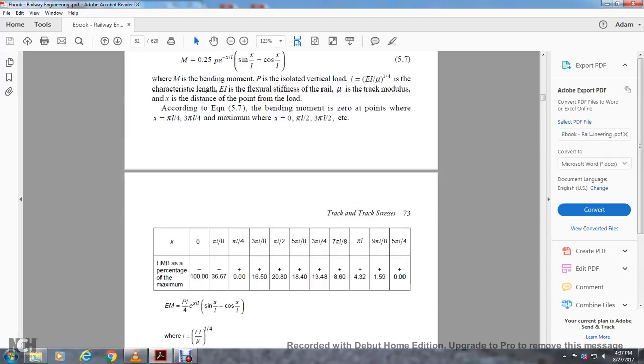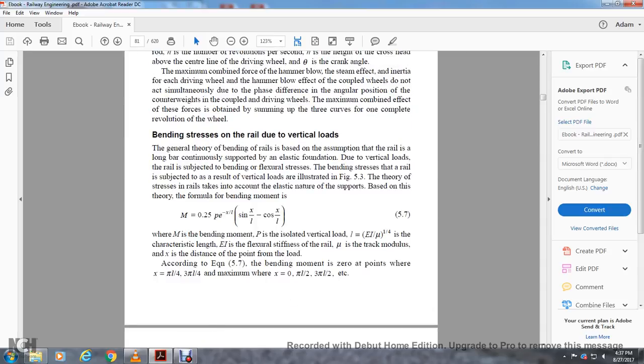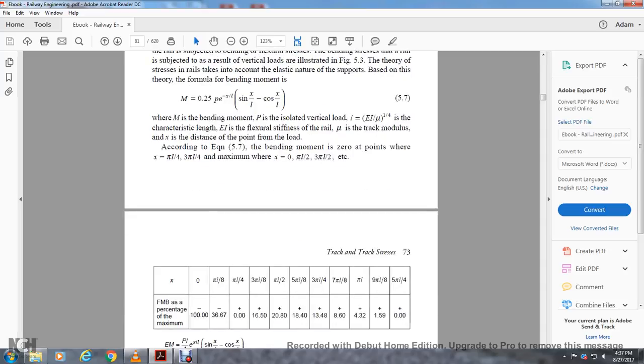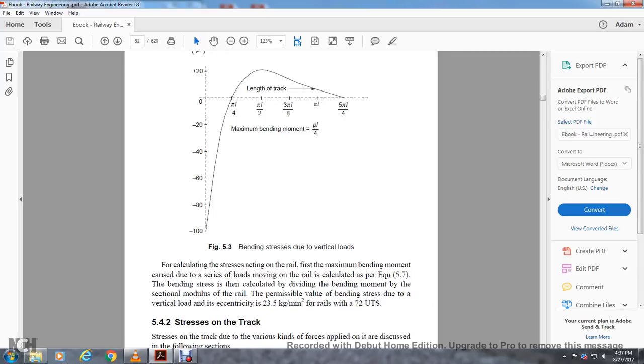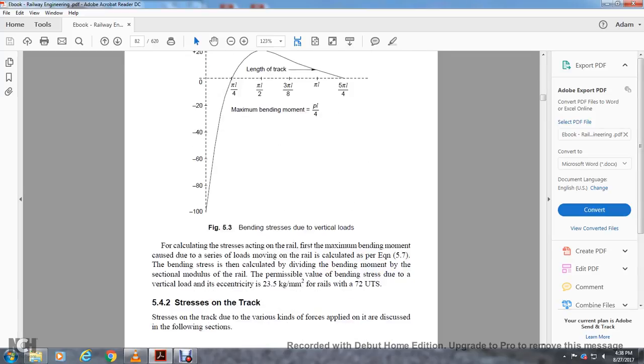This is the FMB percentage of the maximum bending stress of vertical loads. The calculation of stress acting on the rail, with the maximum bending moment caused due to the load moving on the rail, is calculated per equation 5.7.